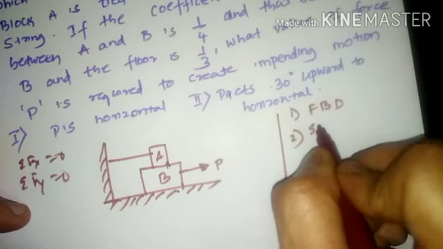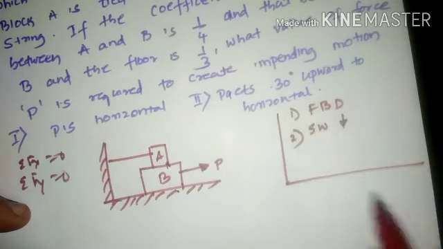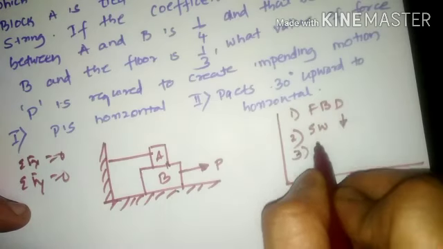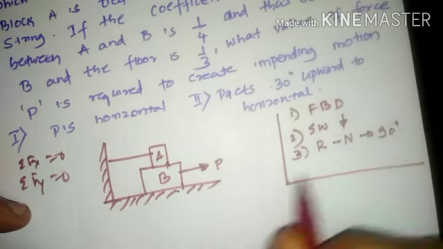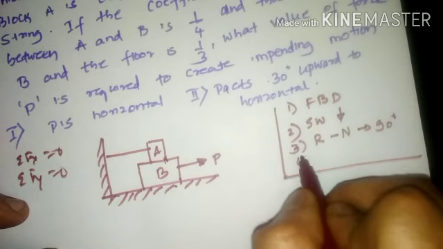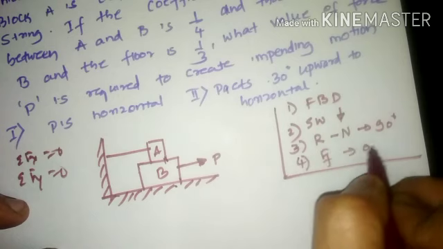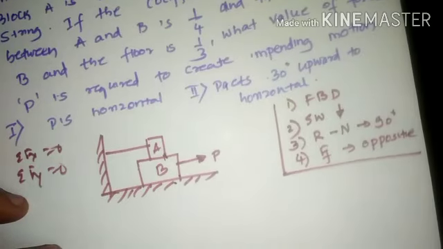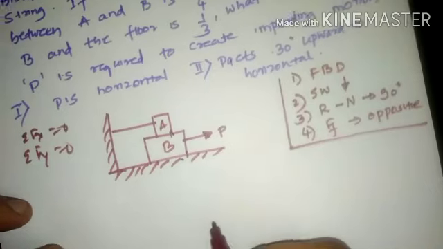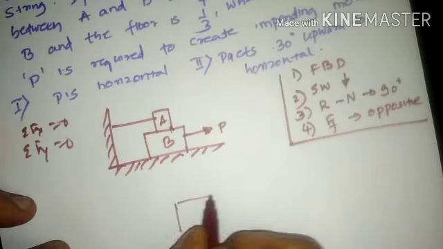The three protocol is: self weight will always be vertically downward. Reaction N will always make an inclination of 90 degrees. Then the frictional force will always be opposite to the movement of the body. If we take care of all these conditions, then the solution will be very easy. So first, to draw the free body diagram, we need to separate these two bodies.